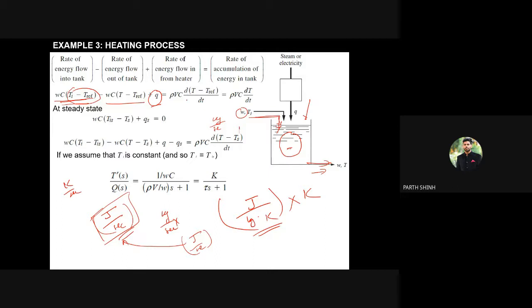Kelvin per second, and when you multiply it with joule per kg into Kelvin, into the volume, which is meter cube, and the density, which is mass upon volume, kg upon meter cube, again it will give joule per second. Okay. So it is basically the energy balance equation, nothing else.